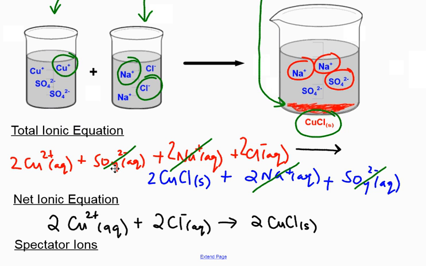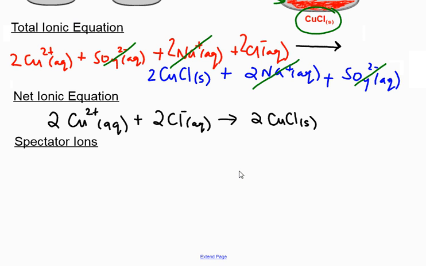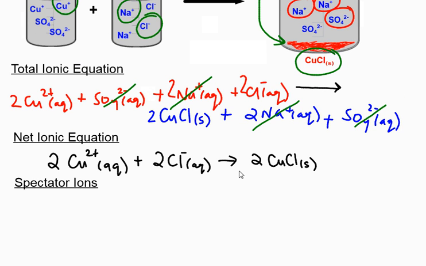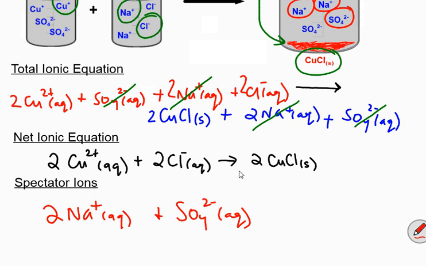All right, and then if I scroll down just a little bit more here, spectator ions are the ones that you cross out. So they're not actually involved in the reaction, they're just kind of floating around in the reactants and they're floating around in the products. So my spectator ions in this case are my sodium ions and my sulfate ions. Okay, and I've got 2 sodium ions. So that's how you do total and net ionic equations, and that's how you figure out your spectator ions.